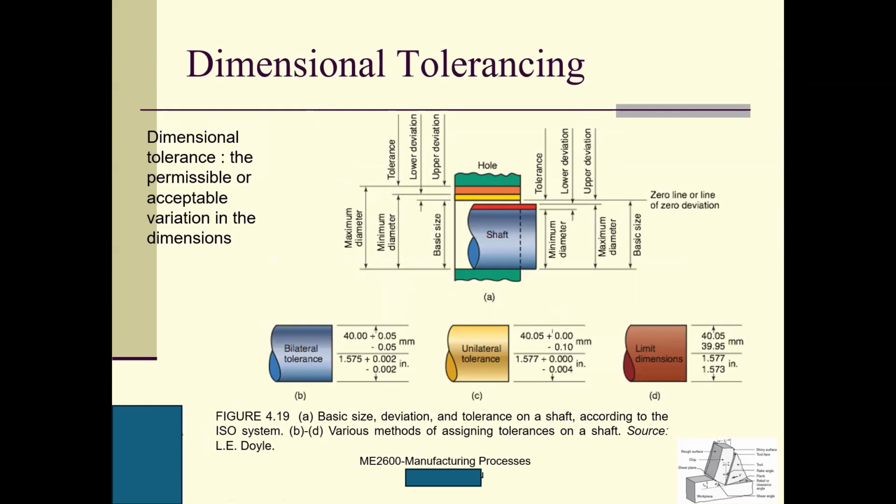Dimension and tolerance. So here's a hole and here's a shaft. This is the maximum diameter and minimum diameter for the hole. This is the basic size. This is the basic size of the shaft, with minimum diameter and maximum diameter, also at the basic size. And you can see for the hole and for the shaft, the basic sizes are the same, right?